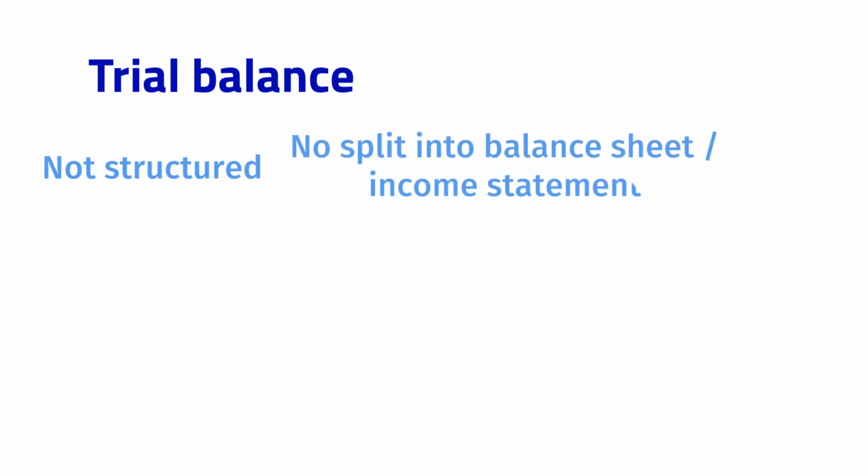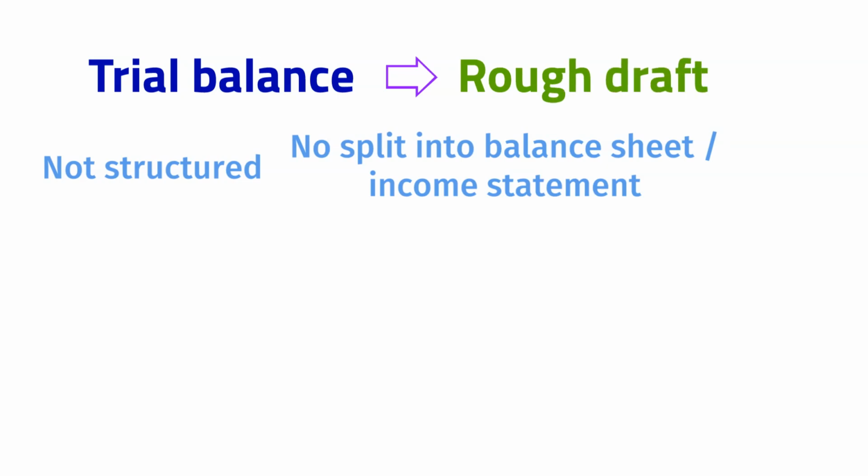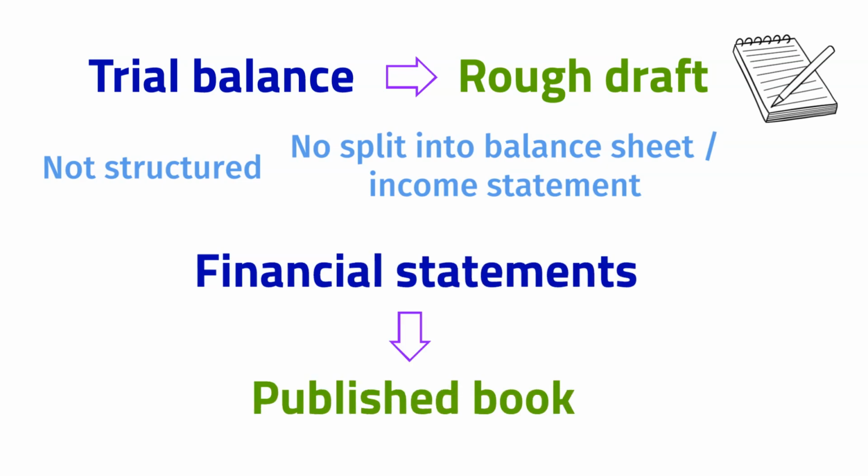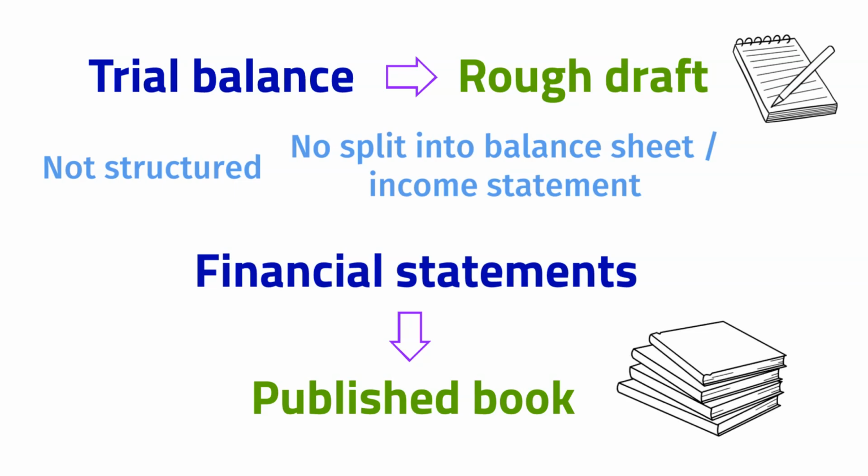So, your trial balance is an internal worksheet which lists all accounts but doesn't sort or structure them by section. Later it is converted into the balance sheet and income statement, which are external reports sorted into order with proper categories and subtotals. We will look into that in the next lesson. Think of the trial balance as the rough draft, and financial statements are the published book.